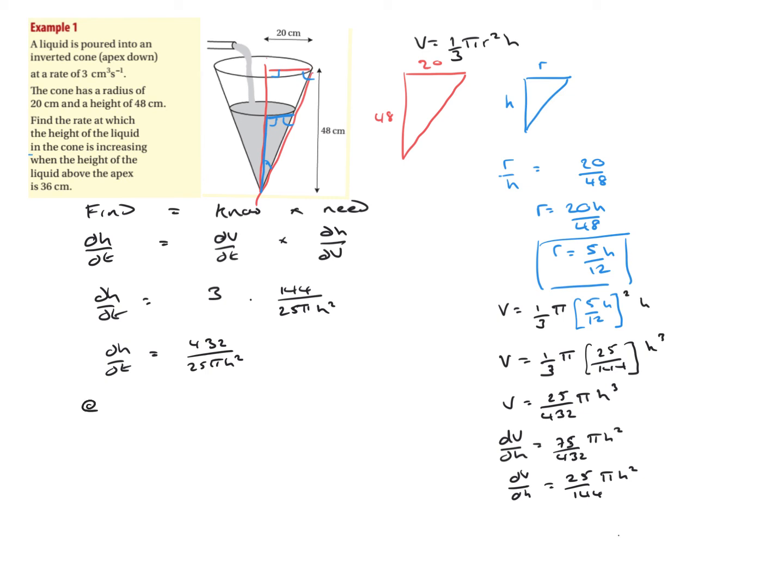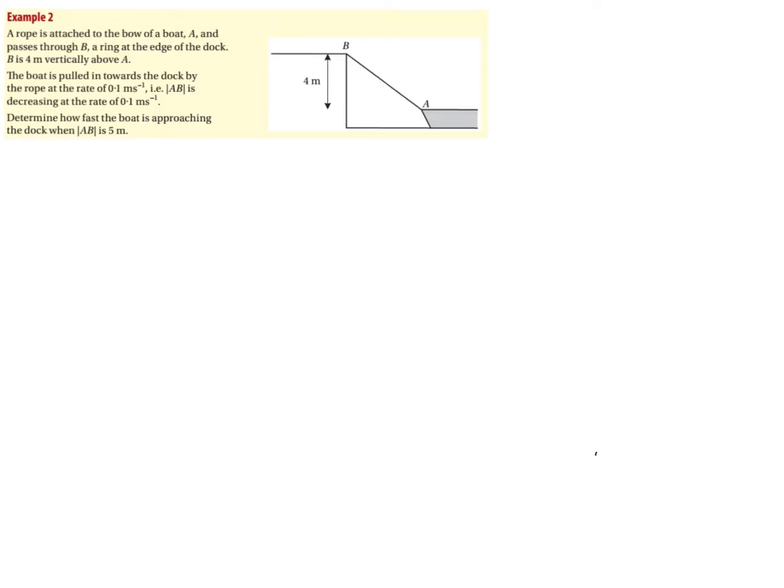So at h is equal to 36, dh/dt is equal to 432 over 25 pi by 36 squared. We stick it into our calculator and we get 1 over 75 pi, and that's going to be centimetres per second. Okay, so let's have a look at another example.